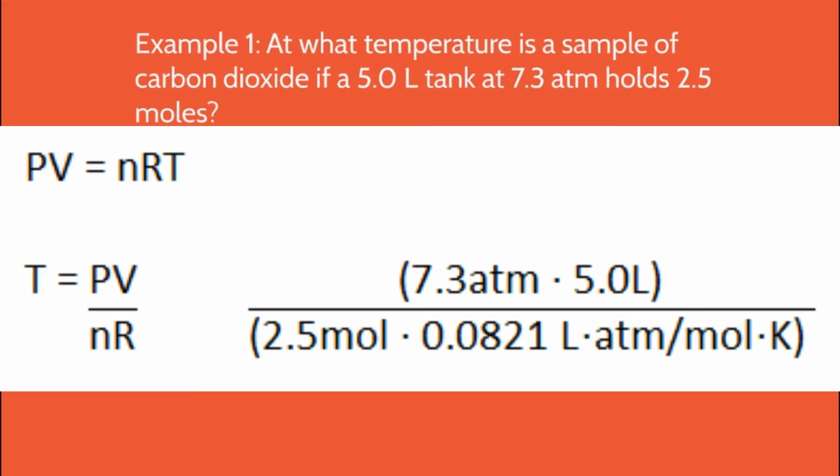All right, so let's plug and chug. First off, let's check our units. Everything has to be in the following. P has to be in ATM. Volume has to be in liters. T has to be in K. And the N has to be in moles. All right, so we're trying to find our temperature. Volume is in liters, check.